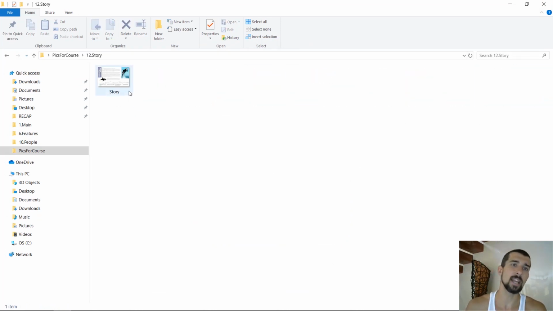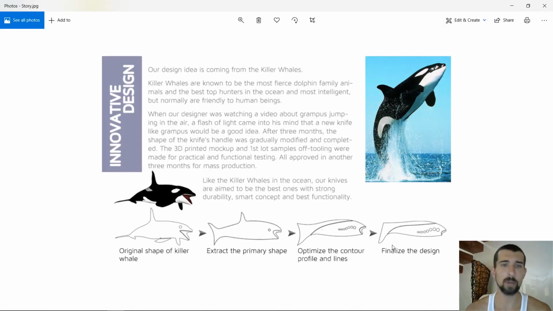Next one is story, and I have one thing here to show you. This was by a knife brand. I'm not sure exactly what the brand name was, but their idea is that the knife design came from the killer whale. That's where they pulled the idea for their design, from an animal, which is really nice. You can tell the story of your brand in your EBC, enhanced brand content, or A+ content as it's called now, or in your description if you don't have pictures. The idea is to show the story of your brand, like how this idea came to life.